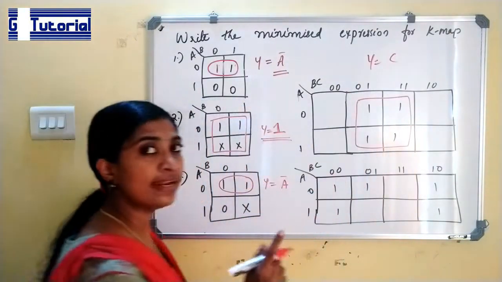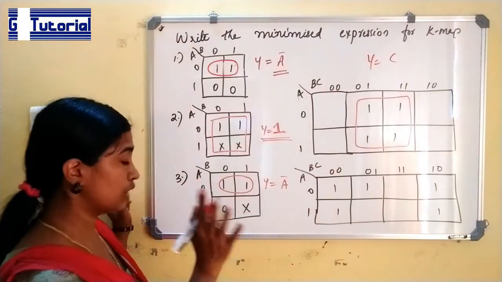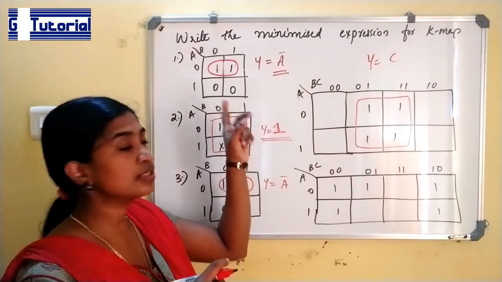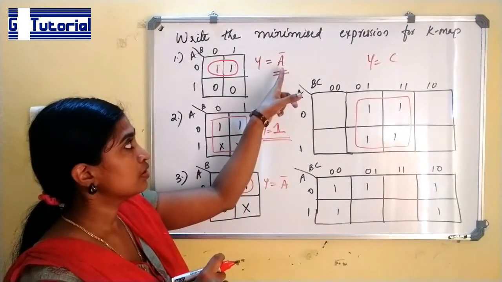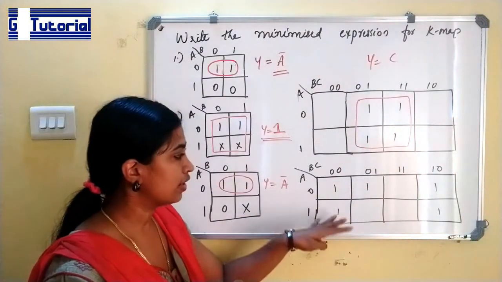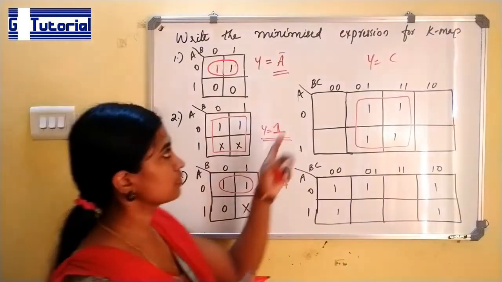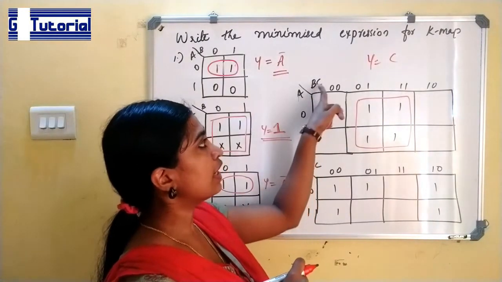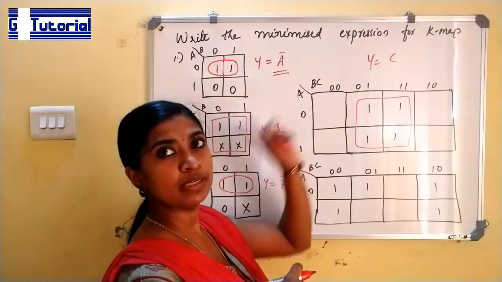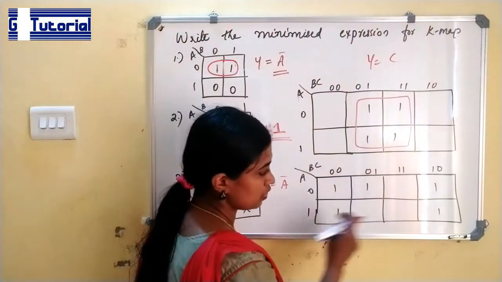We have studied that in a K map, a pair eliminates 1 variable, a quad eliminates 2 variables, and an octet eliminates 3 variables. So in this quad, 2 variables, A and B, are eliminated. The output is C.